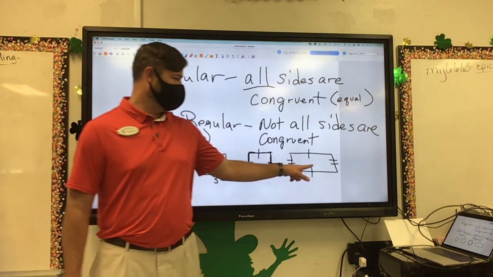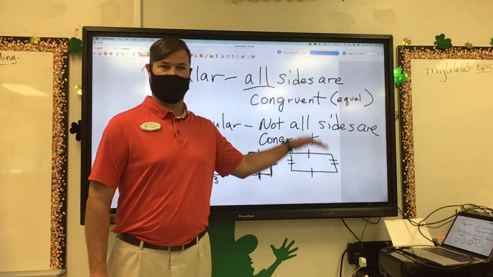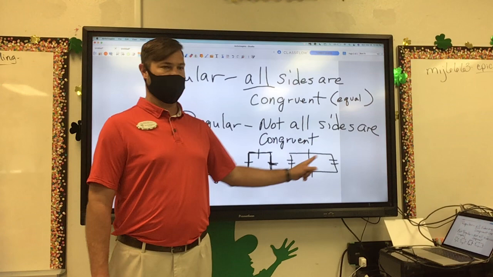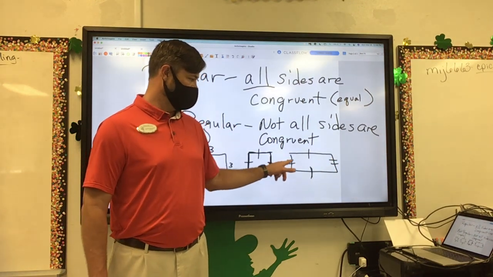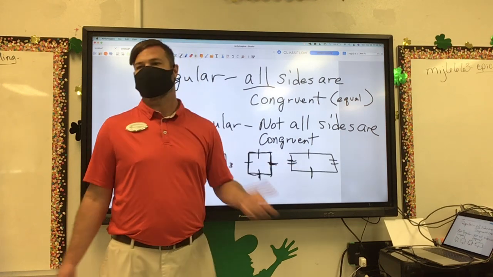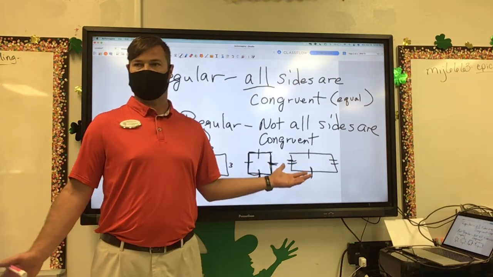Okay, so this line, that's a one line, that's a one line, right? This means these two are the same. This is a 2 line, and that's a 2 line. That means the 2's are the same. But here's the question. Are the 1's the same as the 2's? No. If they were the same, they'd both be 1's, right?